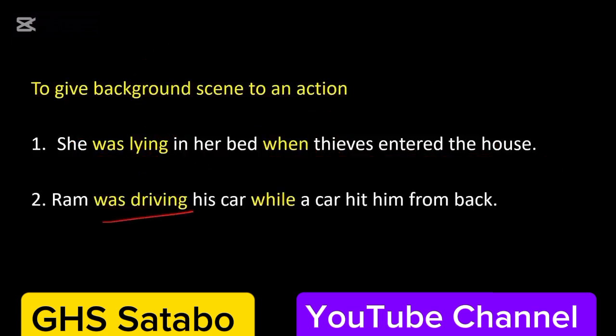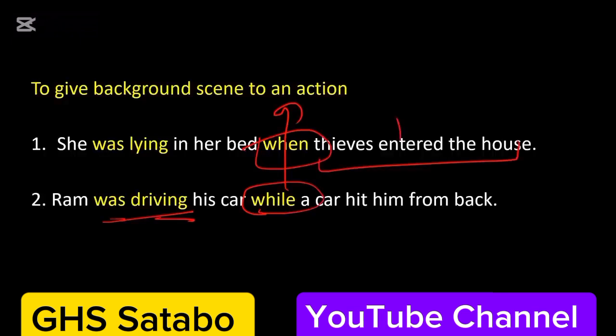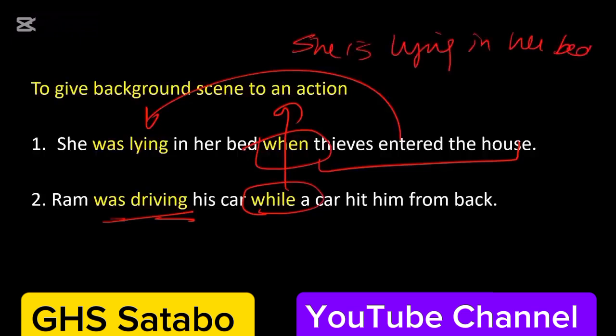Ram was driving his car when a car hit him from the back. While is another word like when, which will help you to show that this is a background scene to an action. And the rule says was plus ing form of the verb. So if you clearly understand the situation, something happened, before that something was in process. And that's how past continuous comes into picture. If you talk about present continuous, you will just say she is lying in her bed. That means this activity is happening at the time when I'm speaking.